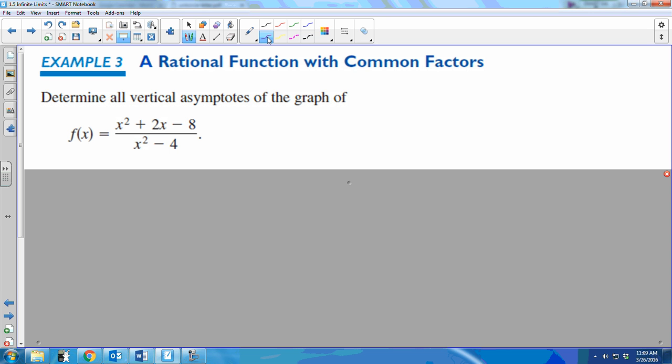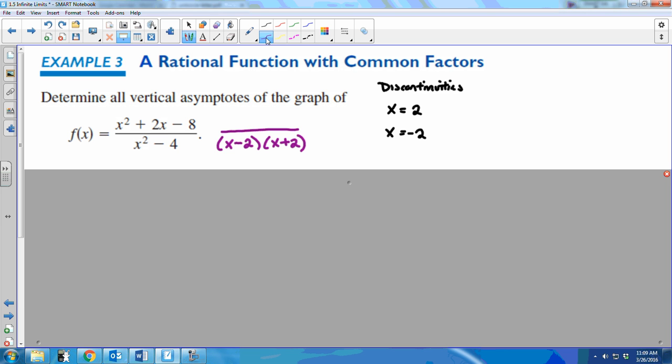So the denominator is the easy part. X squared minus 4 is the same as x minus 2 times x plus 2. So right now, it looks like there are two discontinuities. One at x equals 2, one at x equals negative 2. All right? Both of those are discontinuities. Both of those are possible vertical asymptotes. Okay? But we have to see if we can cancel out any common factors.